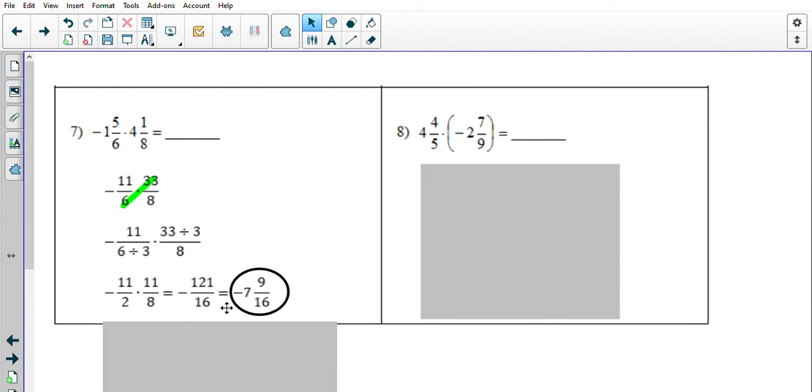That leaves me with a remainder of 9. So I got negative 7 and 9/16. Some of the calculations are still going to be a little tricky. They're not going to be super easy to work with, but try your best.